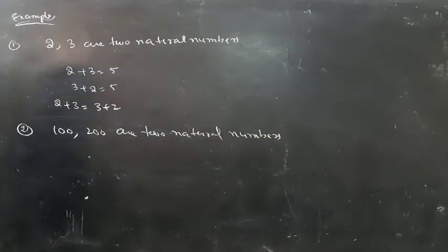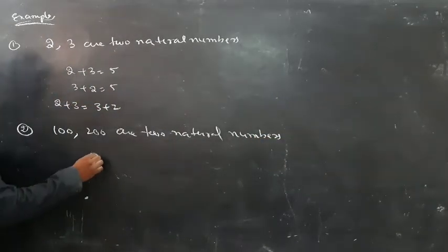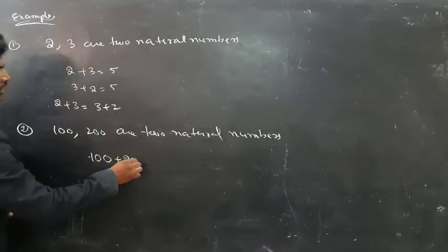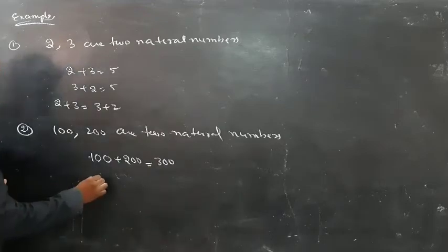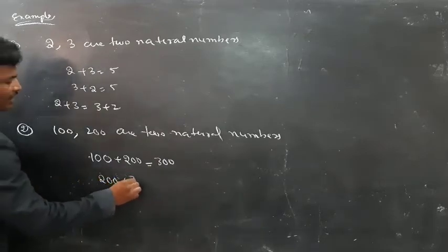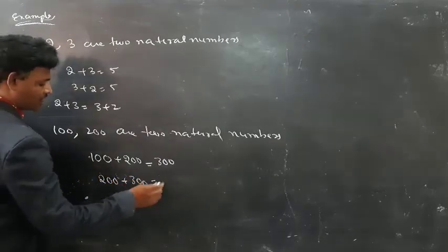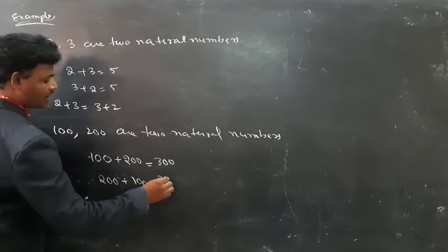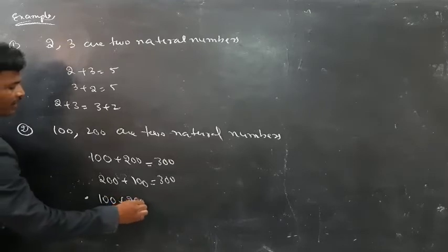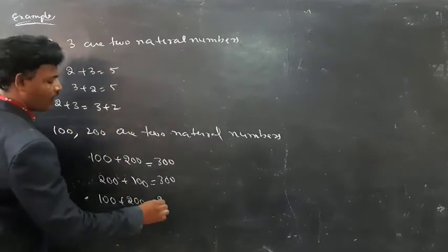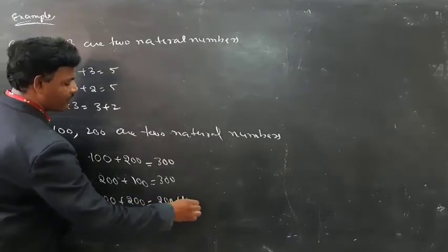100, 200 are two natural numbers. Then the result of 100 plus 200 is equal to 300. Similarly, 200 plus 100 is equal to 300. So the result of 100 plus 200 is equal to 200 plus 100.